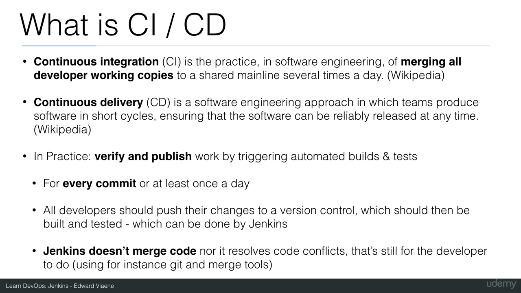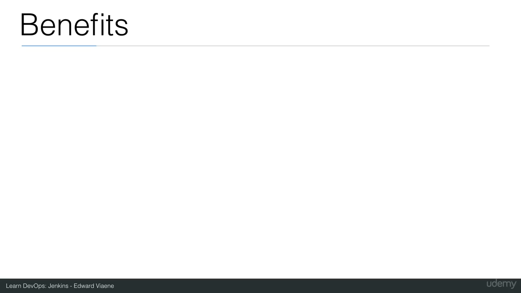That's still for the developer to do, using, for instance, Git and merge tools that are available. Just imagine if Bob writes some code and Ellis edits the same code, then those two developers will need to resolve their conflicts. They are editing the same code. Jenkins cannot help you with that. Jenkins is going to do the automated builds and tests. It cannot resolve the conflicts for you.